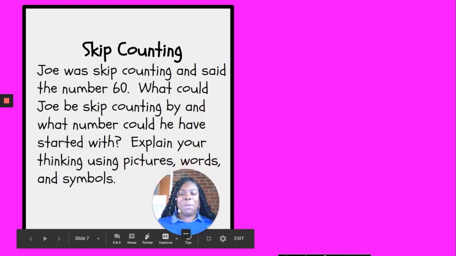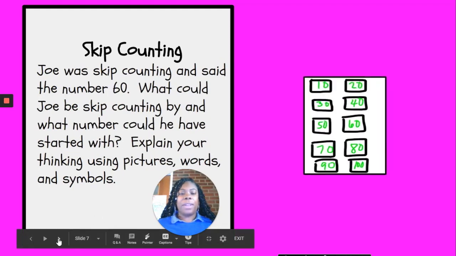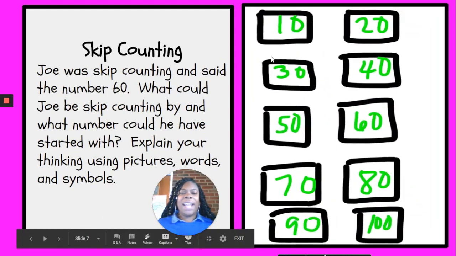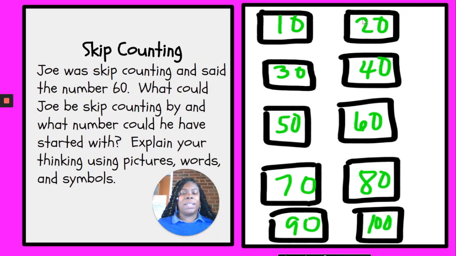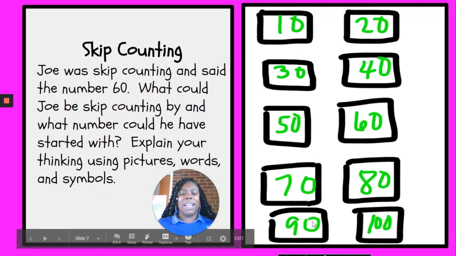I think this is probably the most simplest of all of the skip counting that we've done this week. So here we go. Here's my picture, and I just put numbers in a box to represent 10, 20, 30, 40, 50, 60, 70, 80, 90, and 100. But this one was a little different for me.